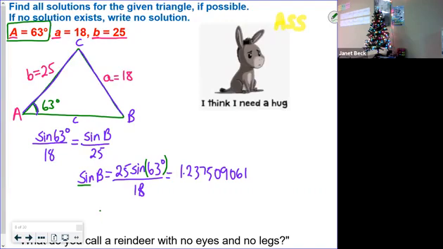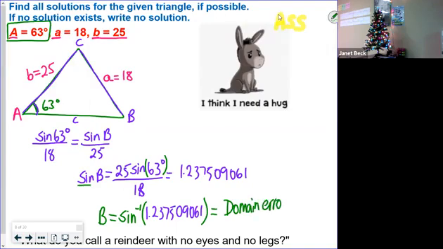So to remember to get rid of the word sine, what will cancel it out is its inverse. We're going to do the inverse sine of that. Tap it into your calculator and see what your calculator says to you. My calculator says to me, domain error. Depends what type of calculator you've got. Some calculators might just say undefined.